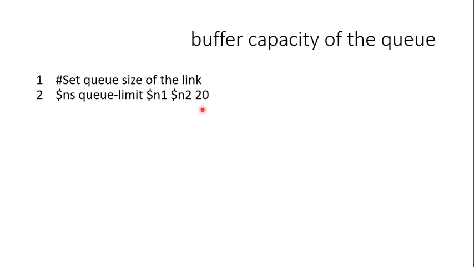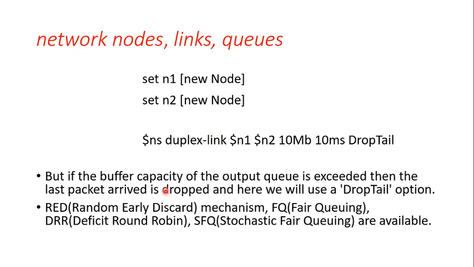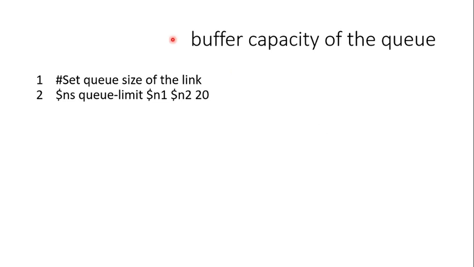If the queue is full, that is, the queue is filled with 20 packets, even if a few more packets are incoming, such packets will be discarded or dropped based on this drop tail. So that is all about how to create the nodes, how to connect them using links, and how to deal with the queue. This is the queue handling mechanism, and here is the command to set the maximum limit of the queue size. So here it is 20 packets.